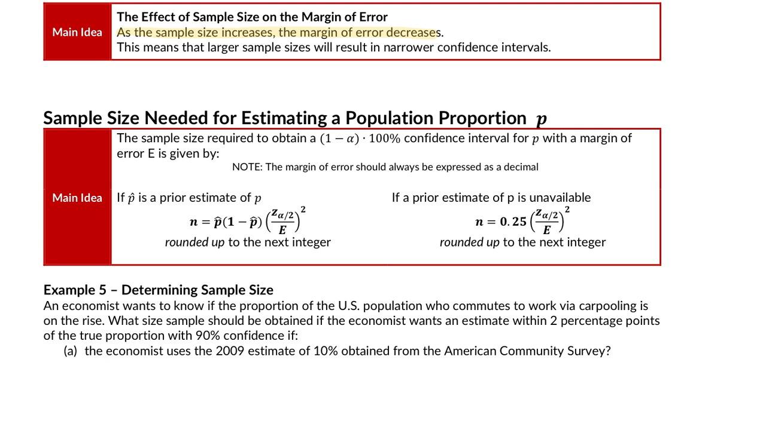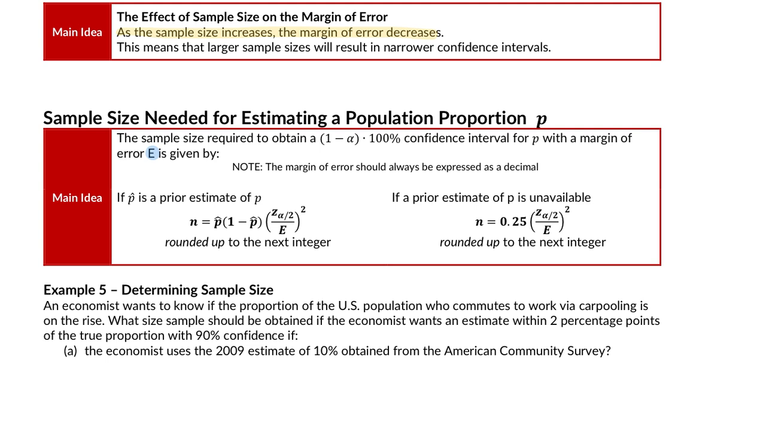So a question researchers might like to ask is, what sample size do I need to be able to easily estimate a population proportion? An equation. Here are our two equations. We have two options for this equation. The sample size required to obtain a percentage confidence interval for P with a margin of error of E. So let's highlight some things. Margin of error, E, is given by the following.